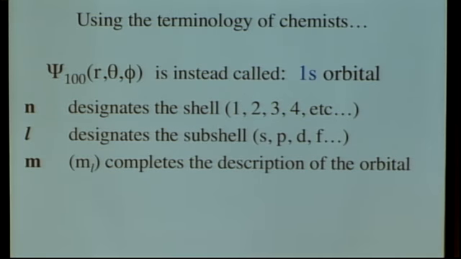So if we look at what the other subshells are called, essentially we're just converting the number to a letter. L equals 0 is S. What is L equals 1?